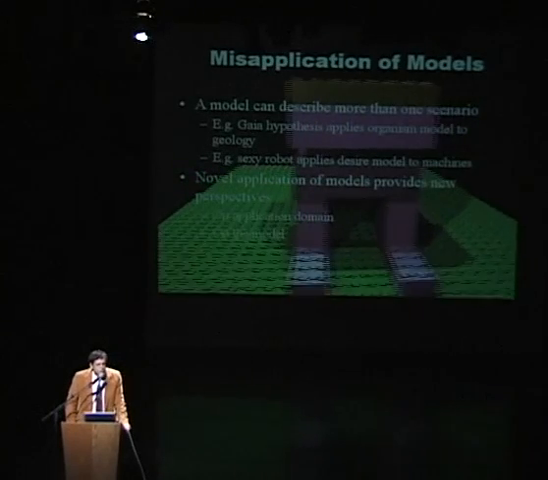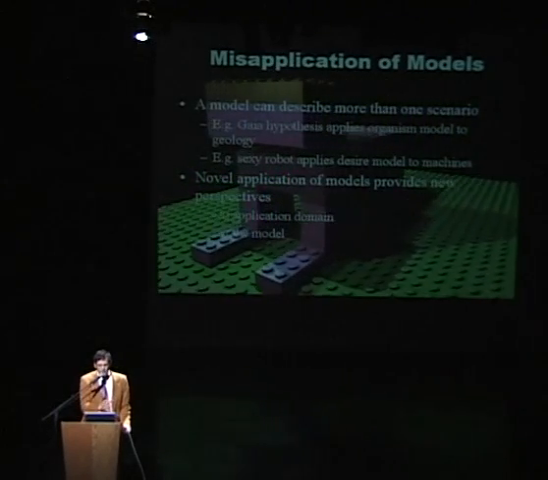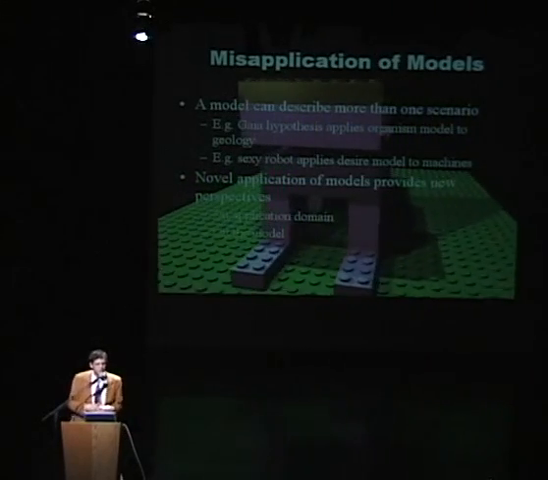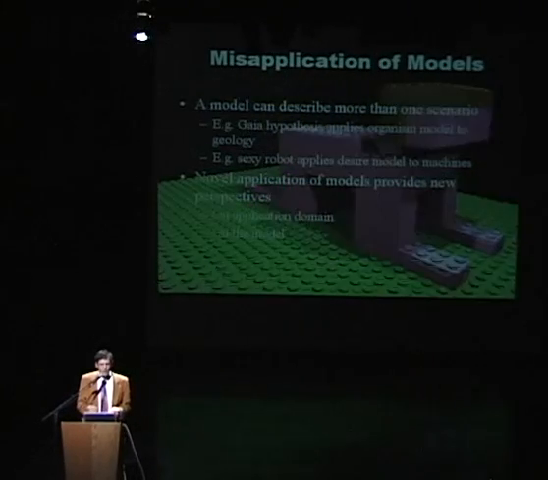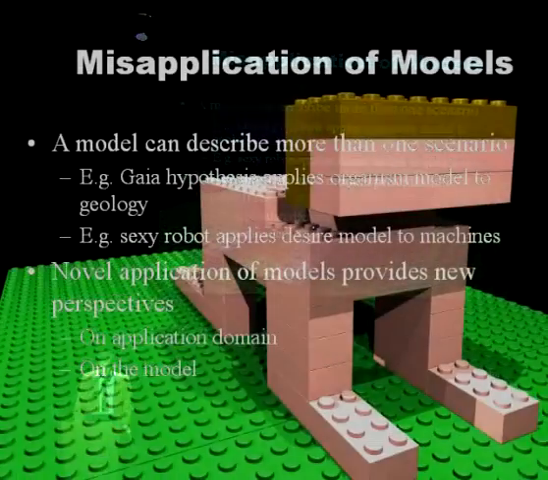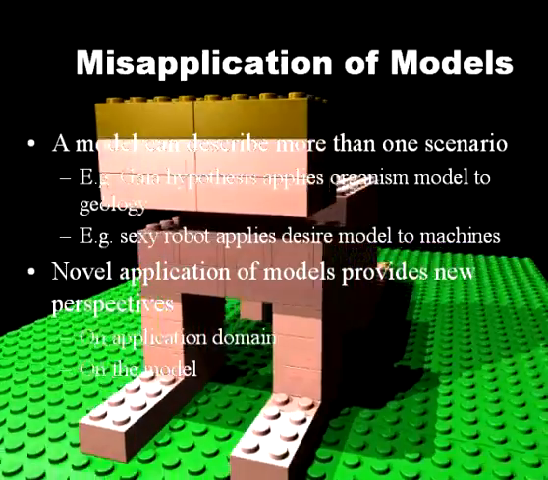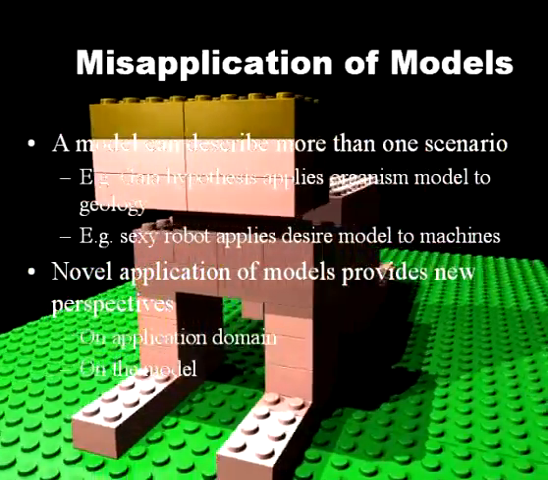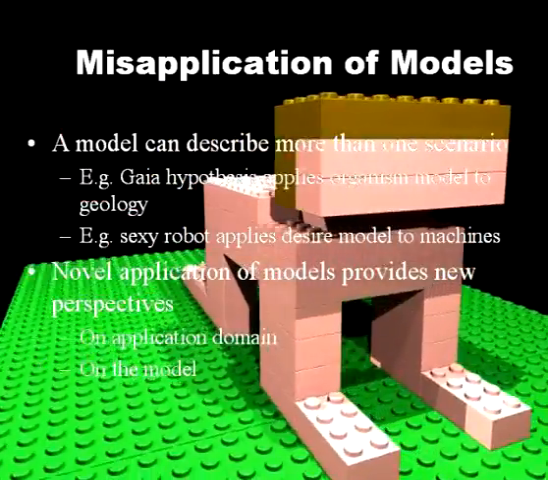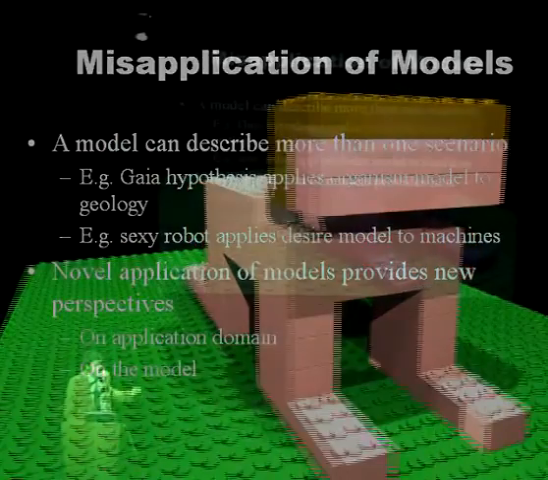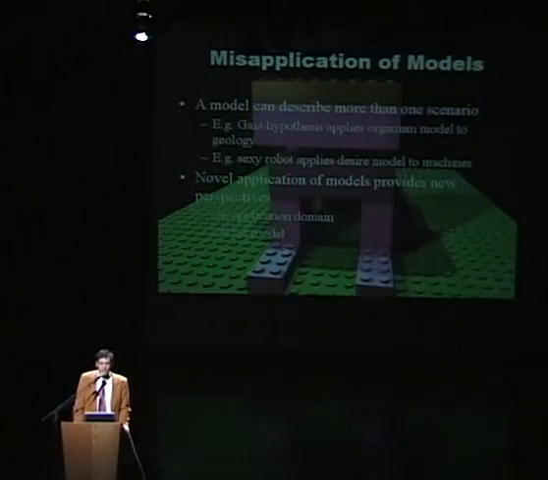In addition to the ability to have one scenario that's described by multiple models, I think there's also another important way of thinking about how models can work, which is the idea that a given model can be misapplied or reapplied to another scenario. So instead of having two models for one scenario, you can have one model that can be applied to many different scenarios. And the Gaia hypothesis that we mentioned earlier is an example of that.